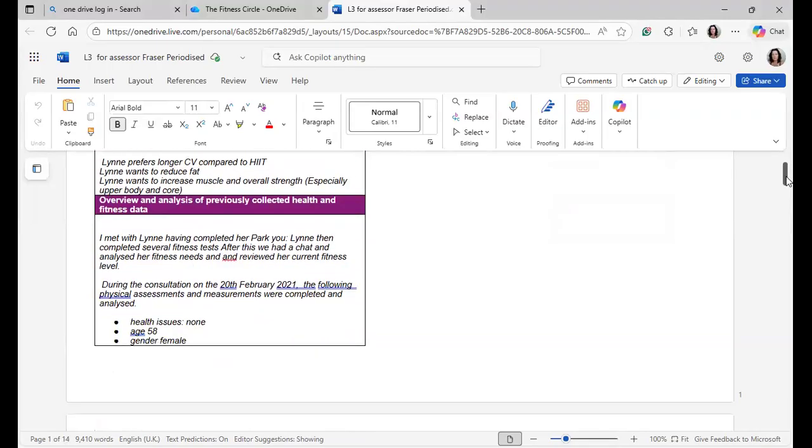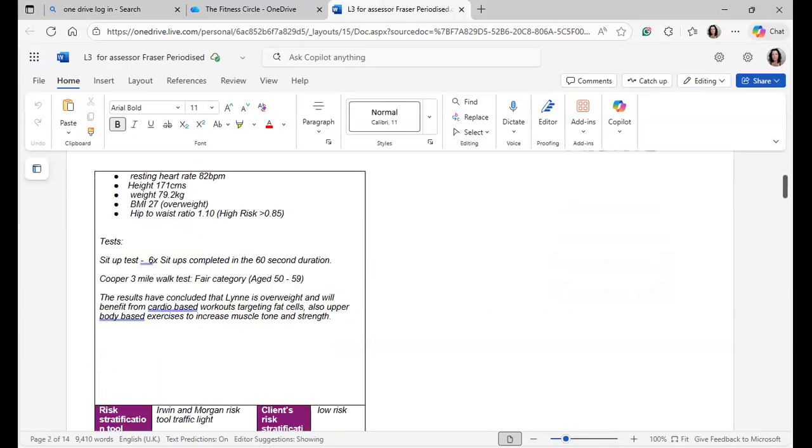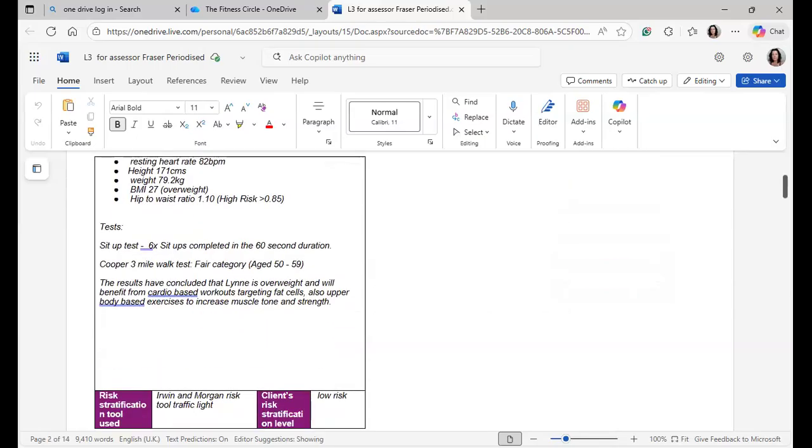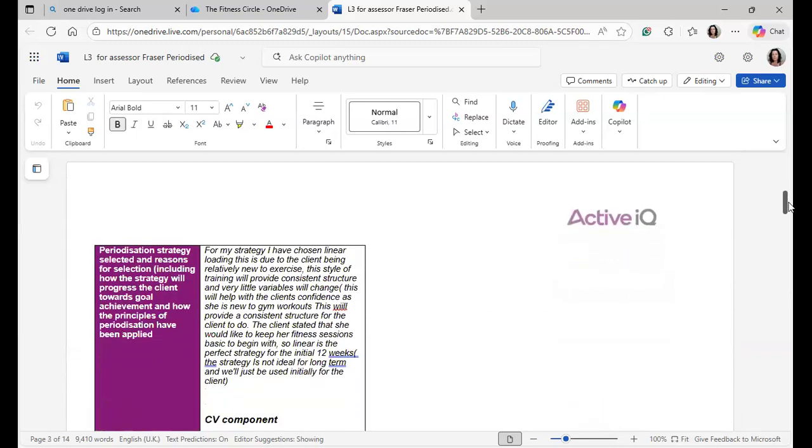Now, in this section here, please don't forget to put in an overview and analysis of previously collected health and fitness data. So BMI, height, weight, waist to hip ratio, and your dynamic fitness test is there as well, as we can see. Remember, we started the call looking at the risk stratification tool used and the client's risk. For everybody on this course, it should be low risk. You are not qualified to work with anybody that has any risks. That would be level 3 exercise referral.